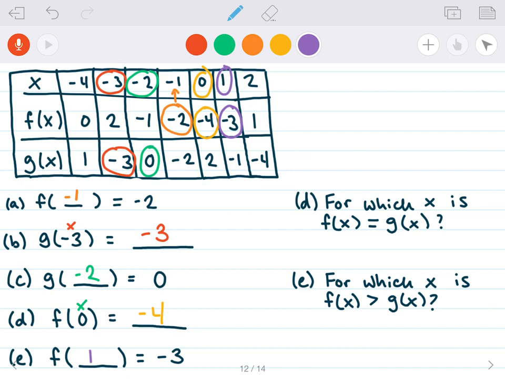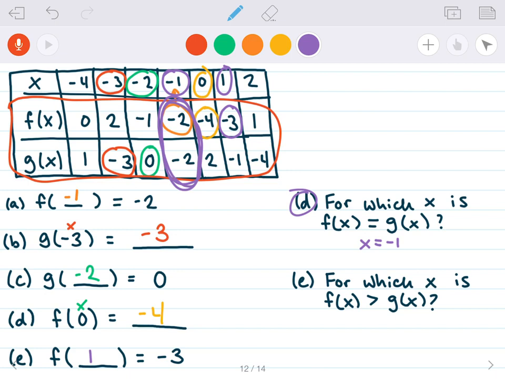Okay, part D. I don't know why this says part D, but I guess part D, part 2, is for which x value is f of x equal to g of x. So we want to look at the f of x and g of x rows as a whole, and see what column they equal each other in. There's only one column where they're equal, and that is right here. We look at the corresponding x value above it, and it's -1. So x equals -1 is our answer for this.